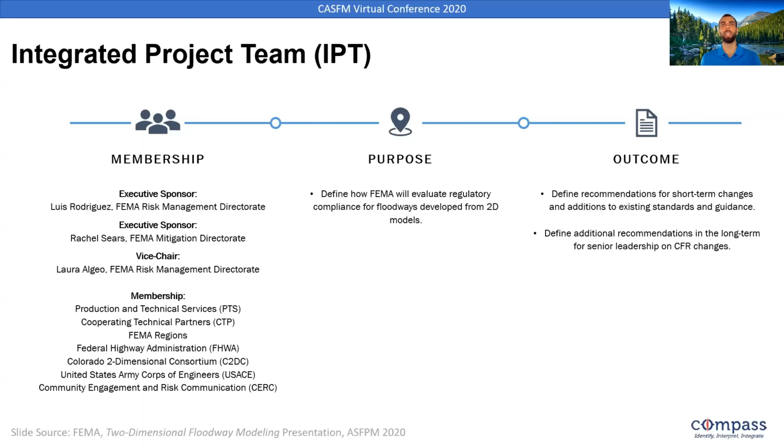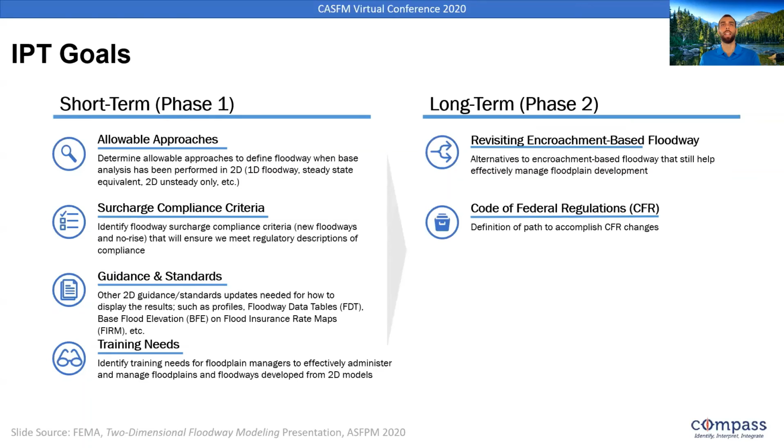The purpose of the IPT was to define how FEMA was going to regulate and understand compliance for floodways based off of 2D models. The goals of the IPT were broken into two phases, with the first phase tackling short-term questions and issues, and the second phase looking to long-term issues and challenges to tackle surrounding 2D floodways.